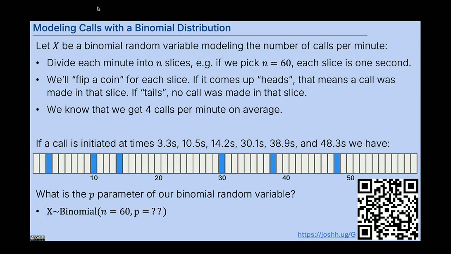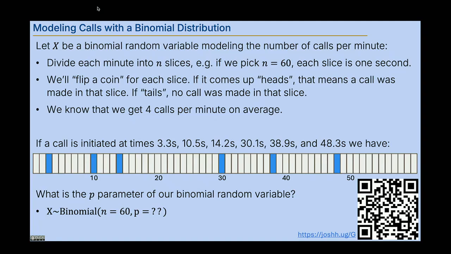Quick interlude. What's the expectation of X? X is the number of phone calls per minute. What's the expectation of X? What should it be? 4. Okay. So if the expectation of X is 4, then what? Keep thinking. Okay, I'm going to give it away.